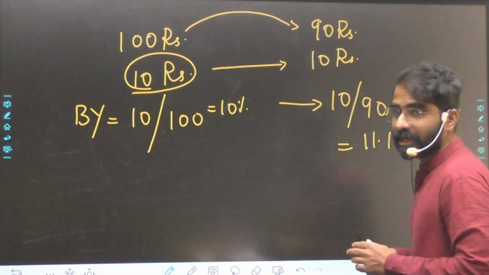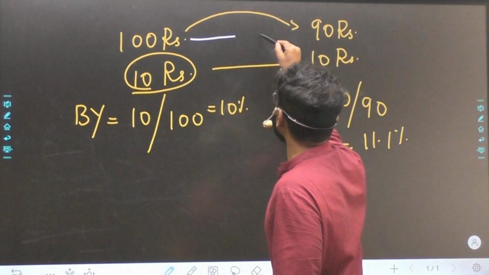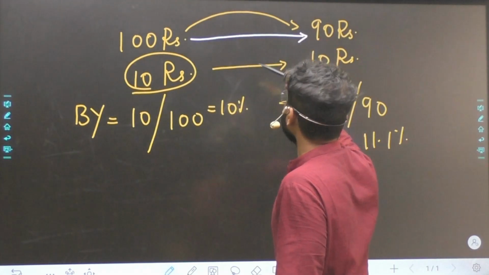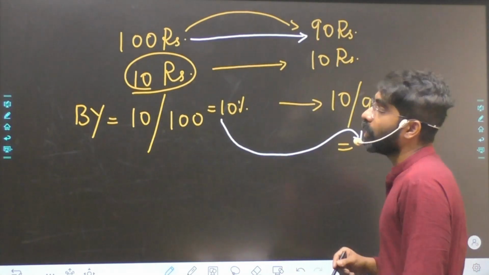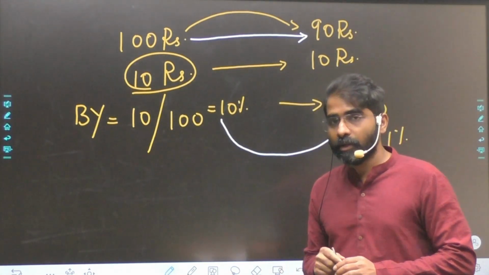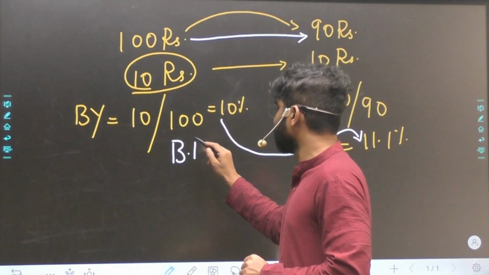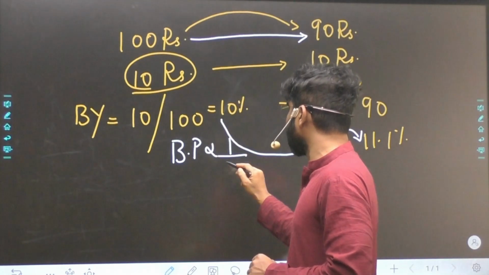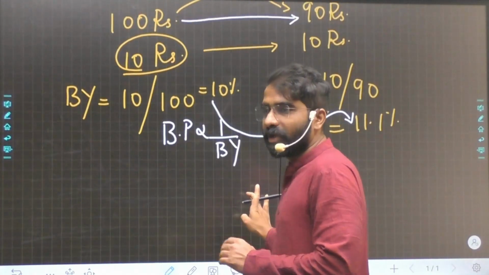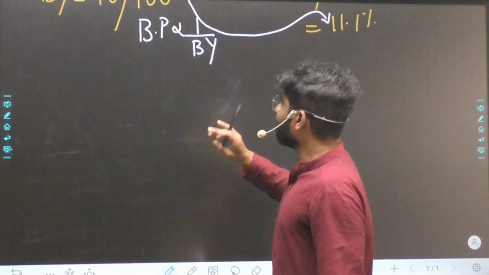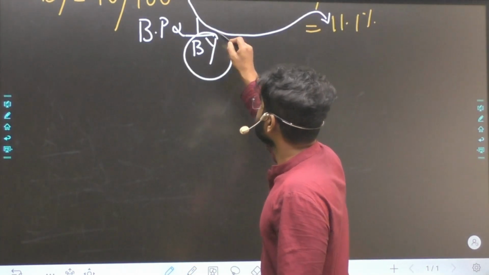Okay, that means the understanding is when my bond price decreased from 100 to 90, bond yield increased from 10% to 11.1. This is what we should understand, very important. So bond price is inversely related to bond yield. Very important understanding.